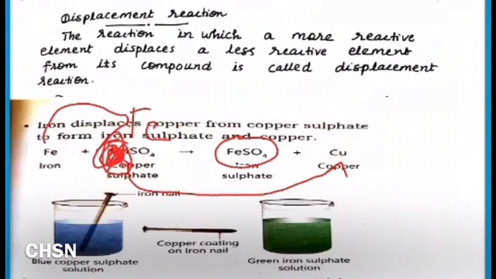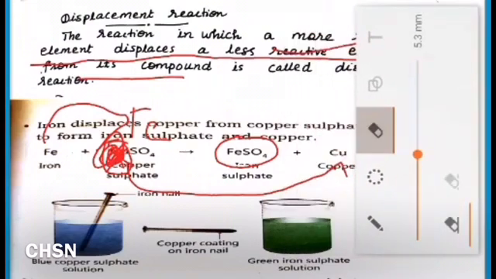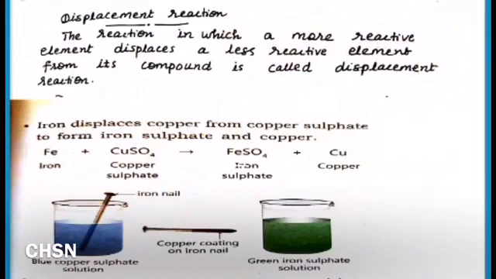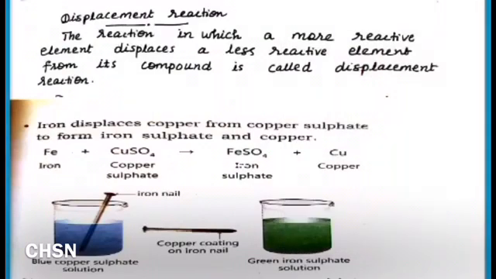And now the question comes to your mind: why does iron displace copper? What is the reason behind it? The reason is that iron is more reactive than copper. So the condition for a displacement reaction is that a more reactive element displaces a less reactive element from its compound. So in which case will the displacement reaction take place? There should be a difference in reactivities. Then only will there be a displacement reaction. Here iron is more reactive than copper. Therefore, iron can displace copper from copper sulfate and form iron sulfate and copper.